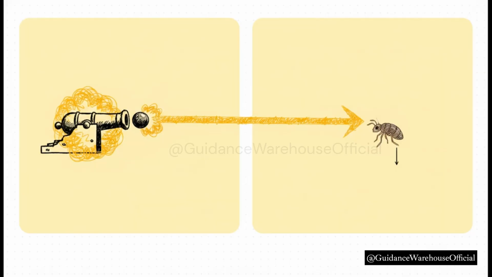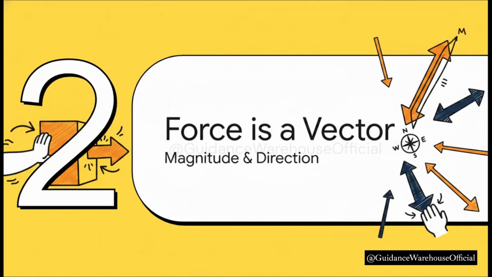But of course, not all pushes and pulls are created equal. Just look at these two examples. The push on a cannonball is absolutely immense, right? But the pull of gravity on a tiny flea is almost nothing. This strength of a force is what we physicists call its magnitude. And as you can tell, it can vary a lot. Okay, so let's move on and see how we can build a more complete and honestly a more useful definition.